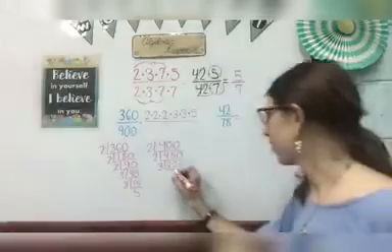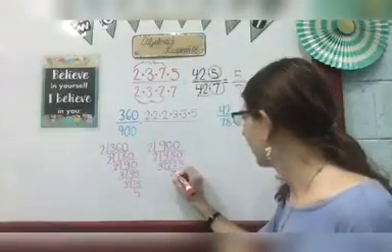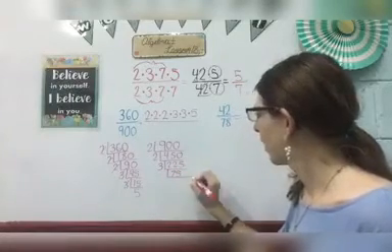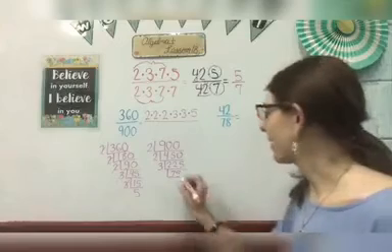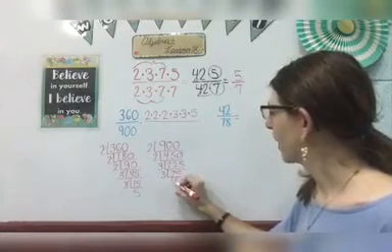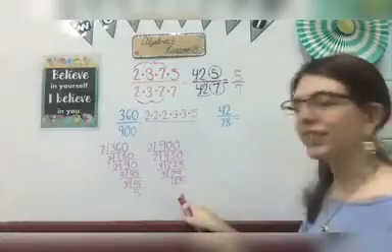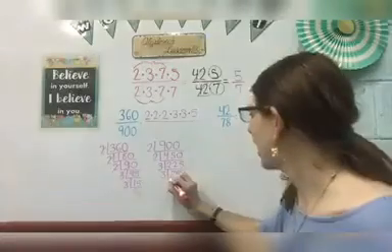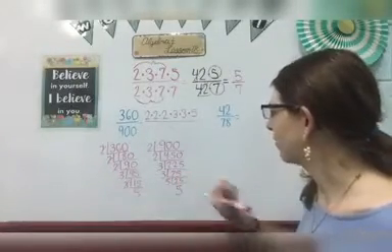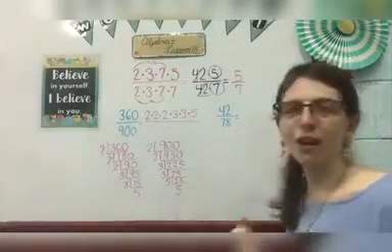225 divided by 3 is 75. 75 is still divisible by 3. So that's 25. 25 is not divisible by 3, so I change to 5. 25 divided by 5 is 5. 5 is a prime number, so I'm done.